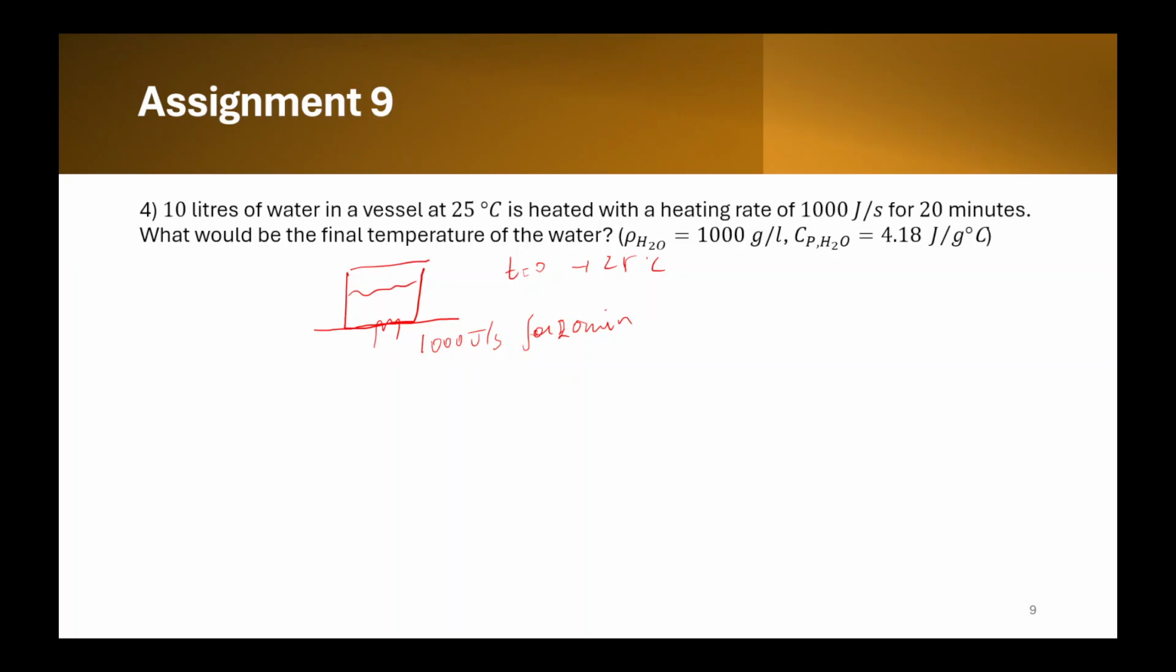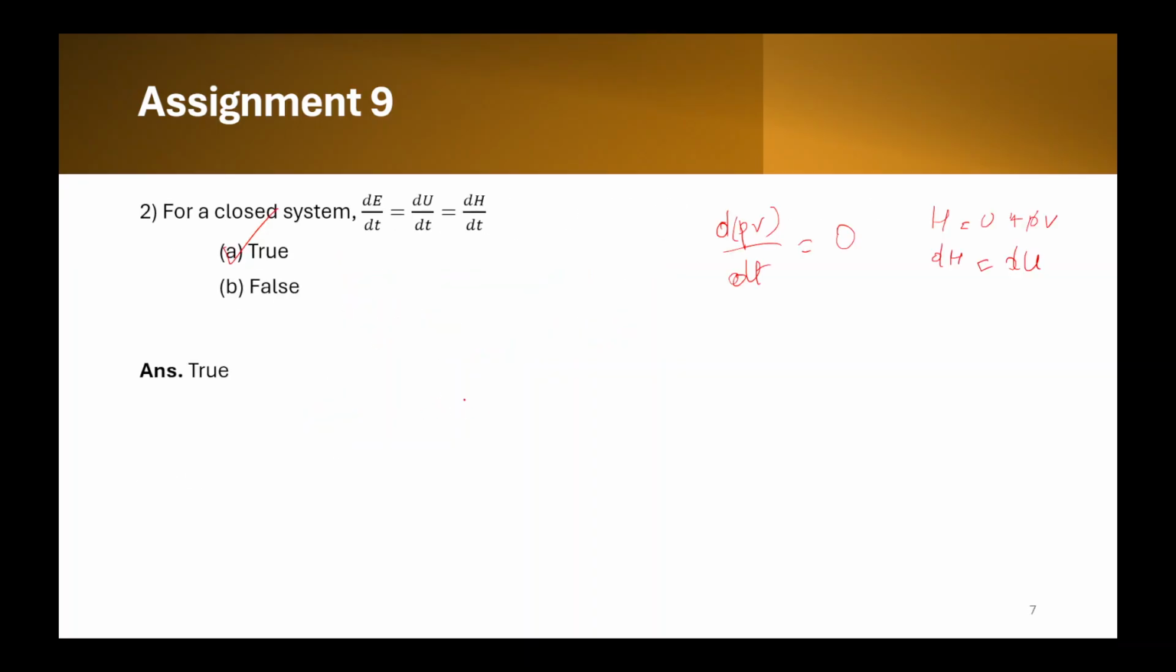We need to apply the transient state energy balance here. Whatever is accumulated, or you can write the energy balance equation dU by dt. So we look at this equation here.